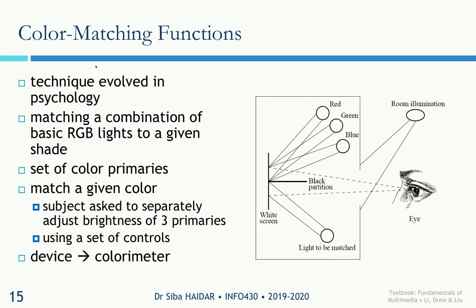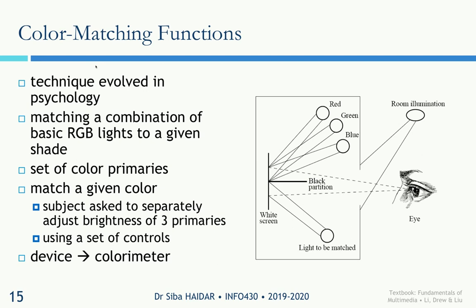So if we want to decide that this color is red, how do we proceed? We ask a large number of people, what is this color? And they all agree that it is red. So we proceed like this, it is statistics. We set parameters statistically. The technique evolved in psychology.